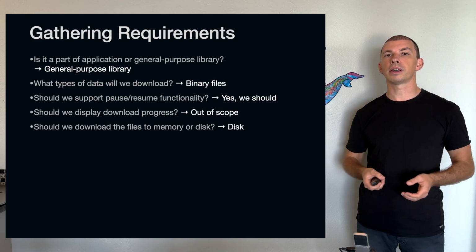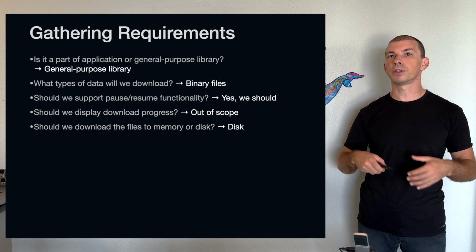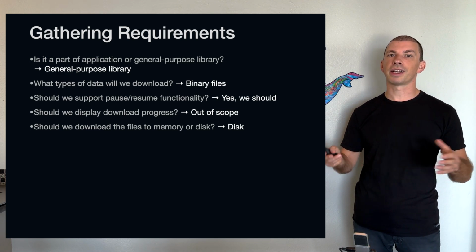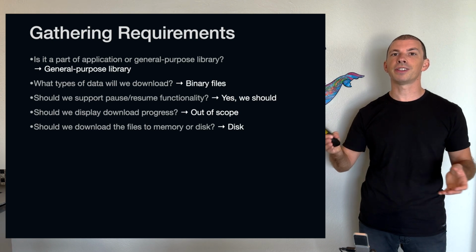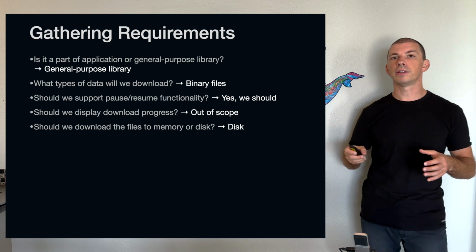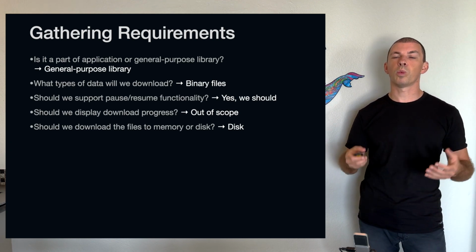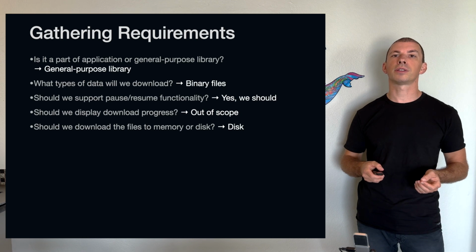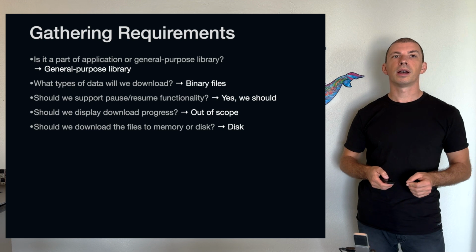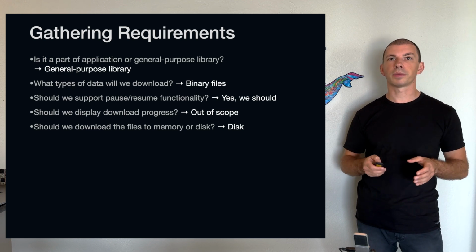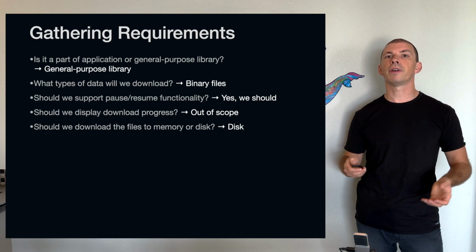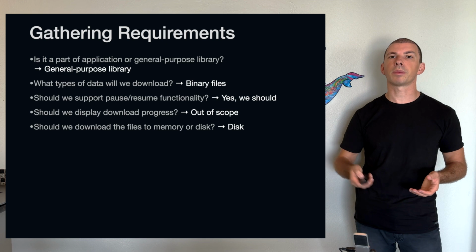Should we download the files to memory or to disk? I believe, as it's a general purpose library, we can consider two options: memory and disk. Memory is more for caching, and disk is the general purpose option, because we download those files to keep them and use them in the future. But right now, let's keep our scope small and think only about downloading files to the disk, the persistent storage.